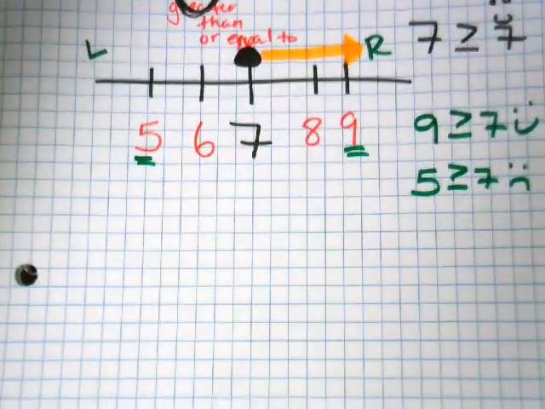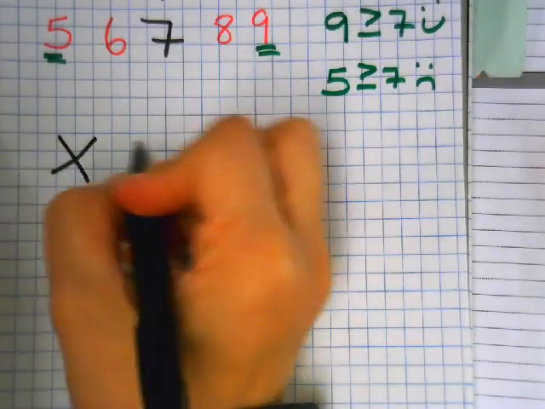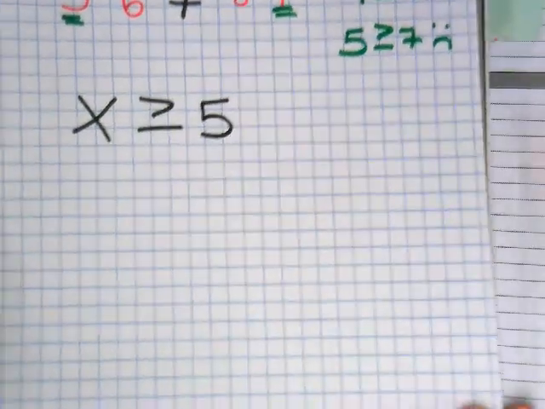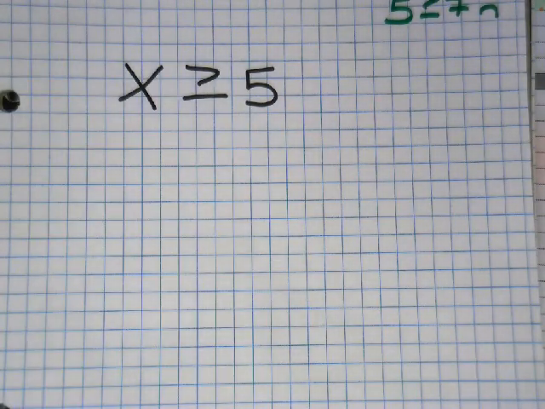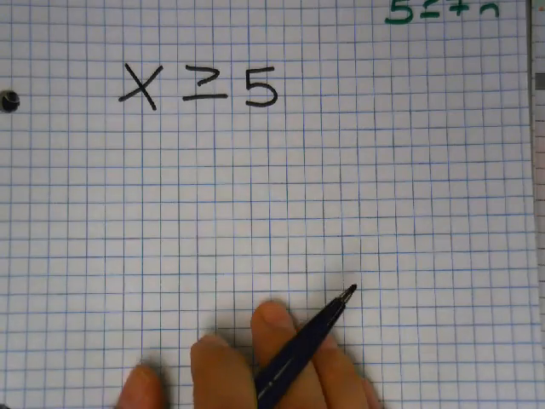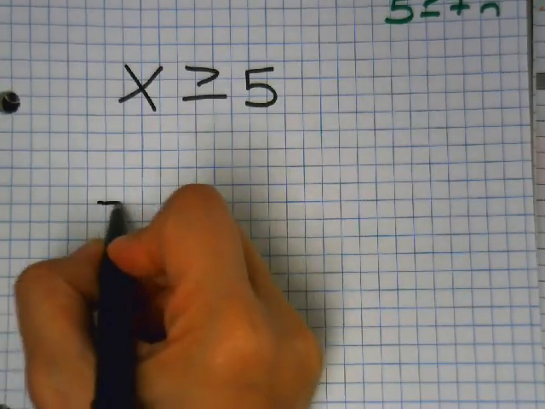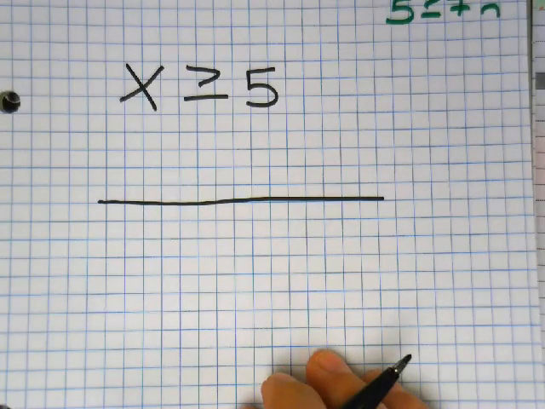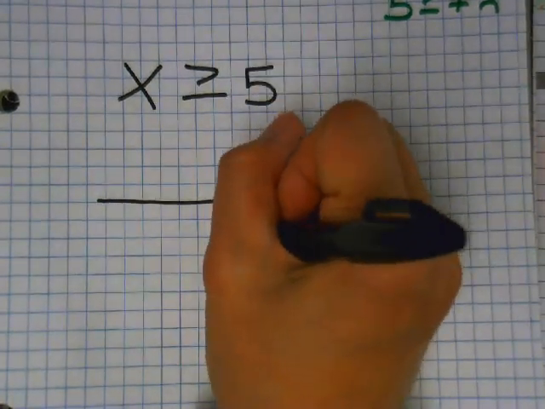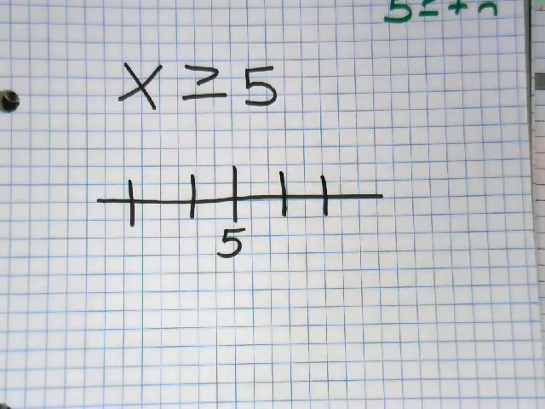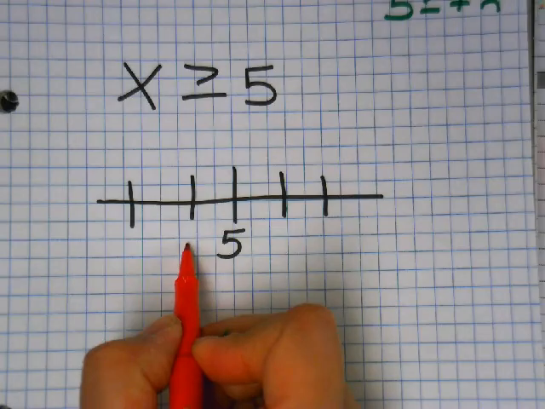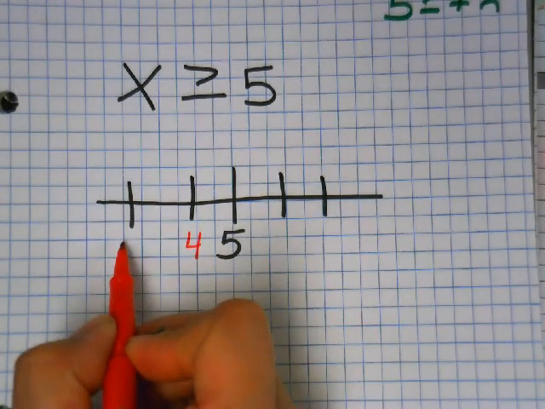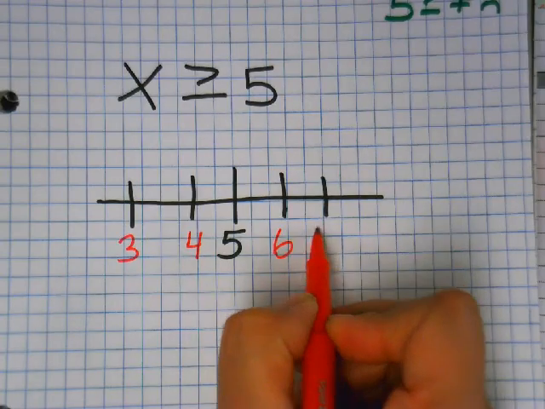All right, let's try this one. What do we start with? X is greater than or equal to 5. Okay, what's our first step in graphing? Make the line. Very good, make the line. Good job. What number do I use in the middle? 5. Which number goes right here? 4. Which number goes right here? 3. Which number goes here? 6. And 7. Okay, that's the first part.